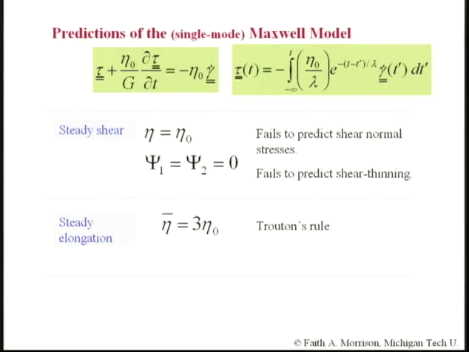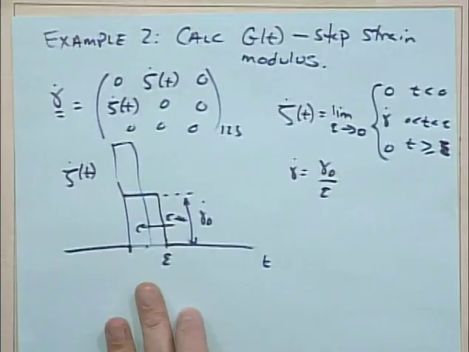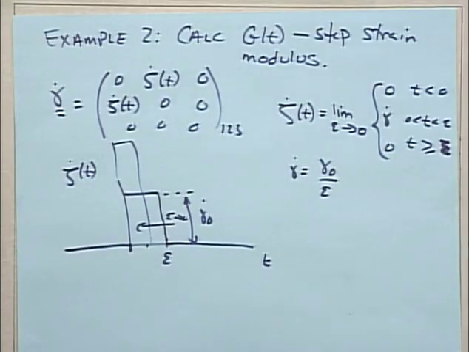The other parameter of the model, lambda, doesn't appear in the steady shear at all, but it does appear when we do step strain, and we did that one already as well. So let's look at that. Our second example was to calculate in the step strain material function. And so we have to use this crazy sigma dot of t.